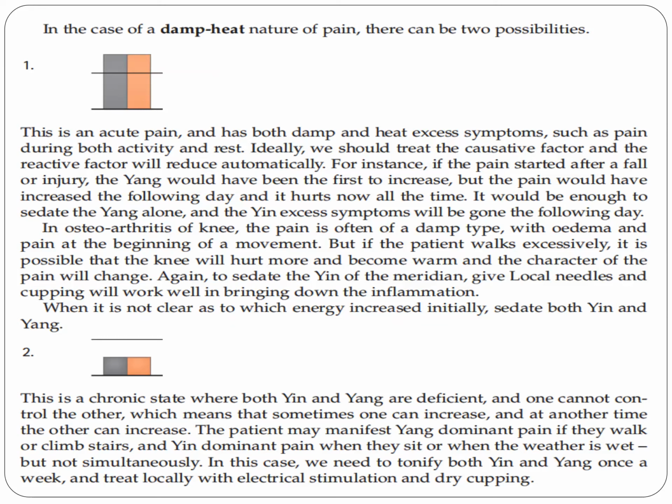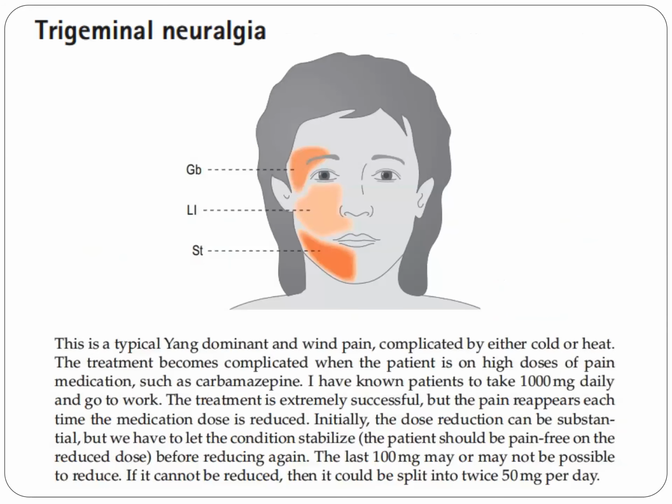The next tower diagram is a chronic state where both yin and yang are deficient and one cannot control the other, which means that sometimes one can increase and at another time the other can increase. The patient may manifest yang dominant pain if they walk or climb stairs and yin dominant pain when they sit or when the weather is wet, but not simultaneously. In this case, we need to tonify both yin and yang once a week and treat locally with electrical stimulation and dry cupping.